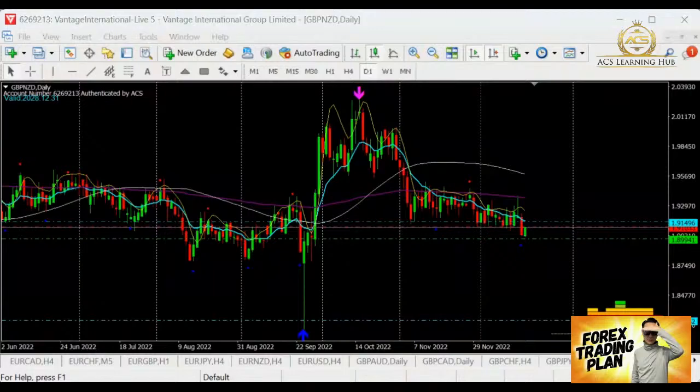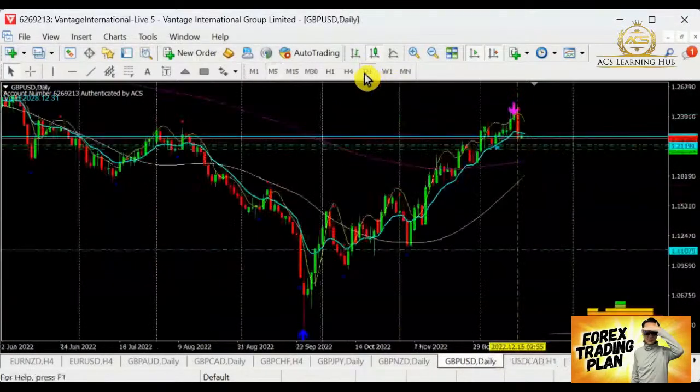Okay, so I'm going to put this Pound Kiwi into my watch list, so that later on we can have a good chance of selling. All right. Okay, so let's see Pound Dollar. Let's take a look at Pound Dollar.